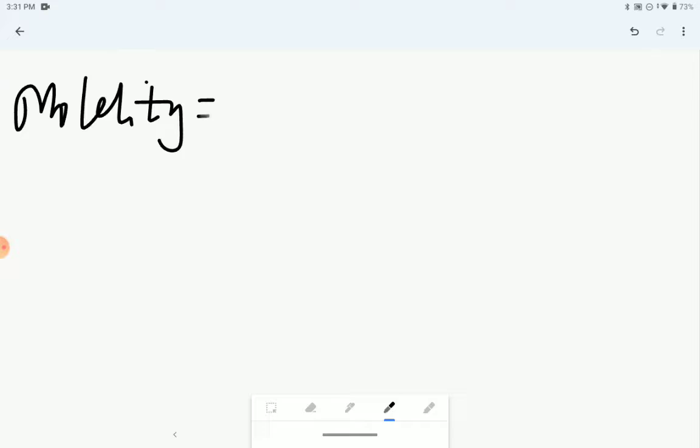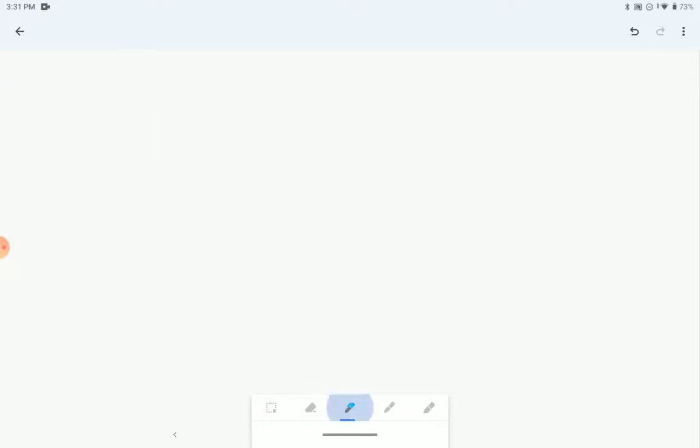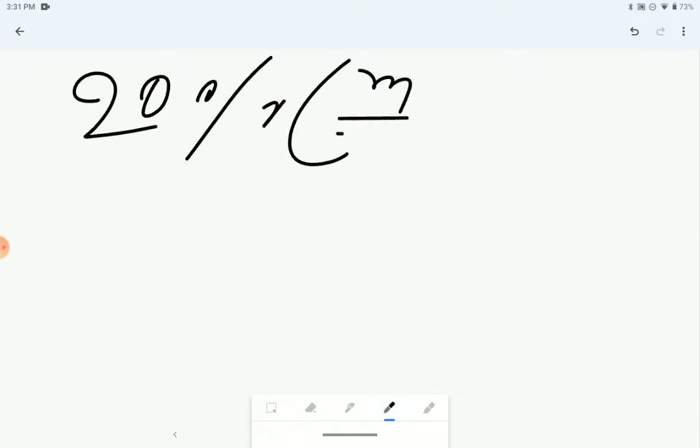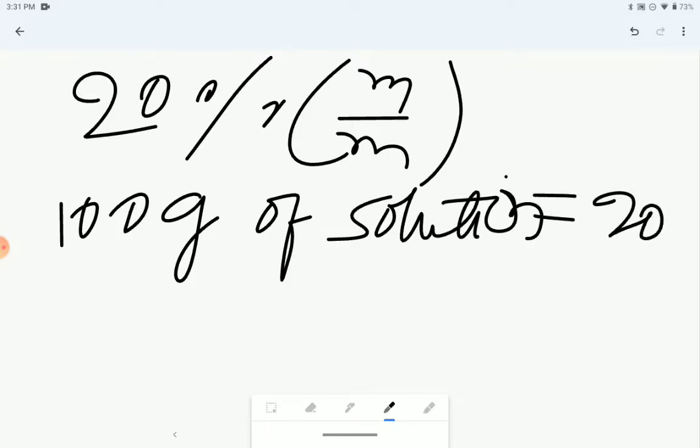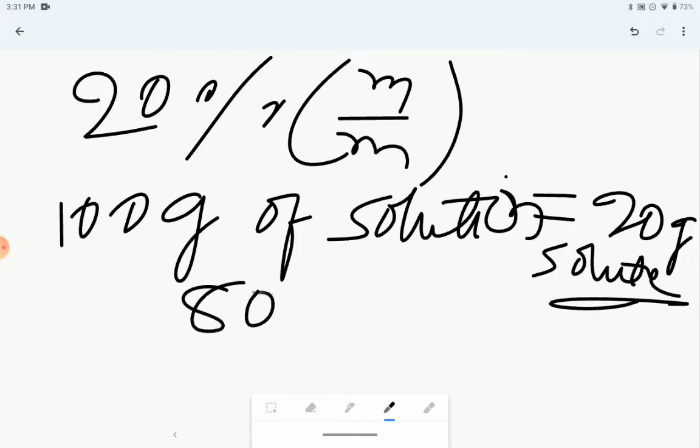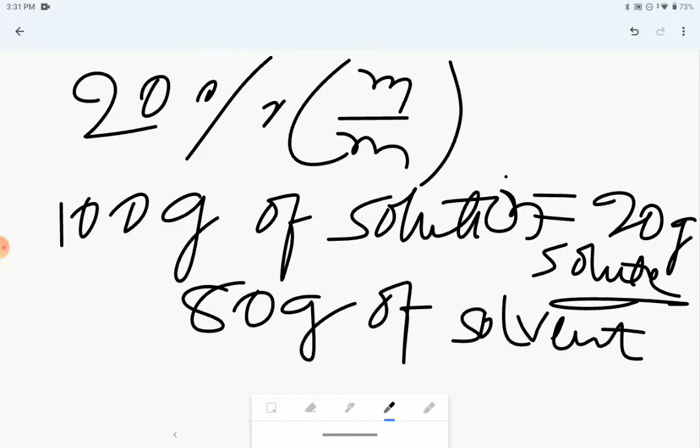Sorry, I forgot completely to explain this. 20% m by m is given, which means, whenever it is given like that in a question, 100 grams of solution contains 20 grams of solute, and if 20 grams of solute is present, 80 grams of solvent is going to be present. Okay, remember this.